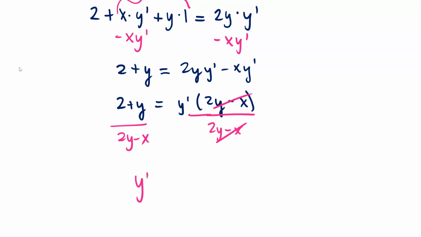So we see y prime, which is the same thing as saying dy dx. Notice the problem asked you to find dy dx. It's going to be 2 plus y over 2y minus x.